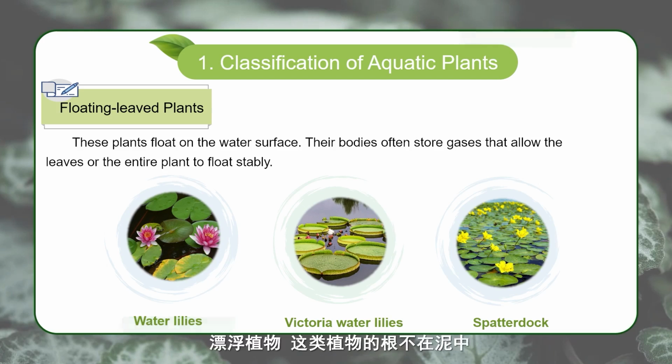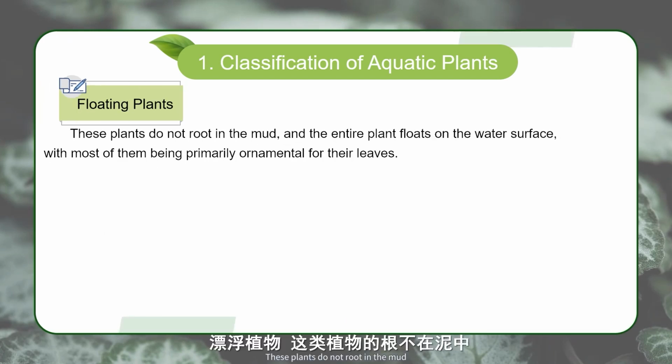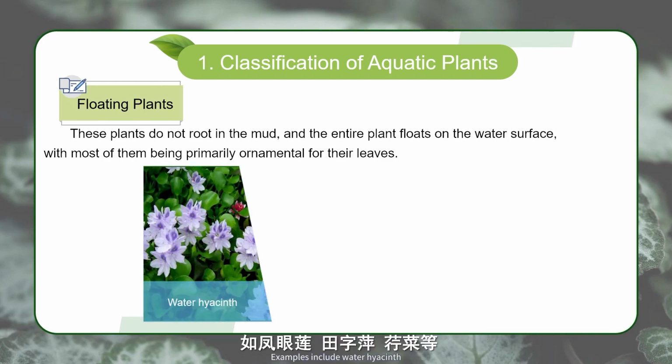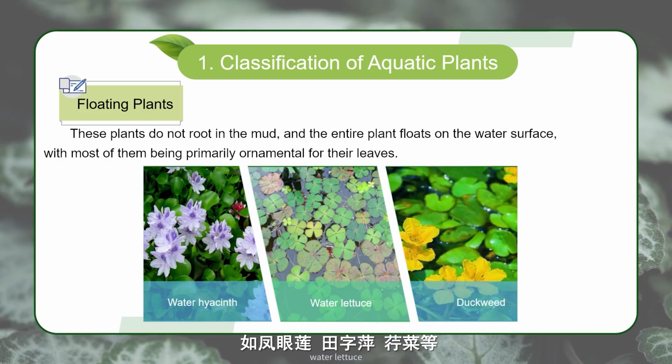Floating plants. These plants do not root in the mud, and the entire plant floats on the water surface, with most of them being primarily ornamental for their leaves. Examples include water hyacinth, water lettuce, and duckweed.